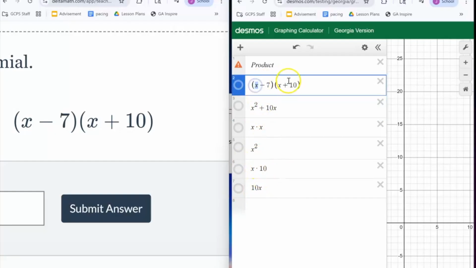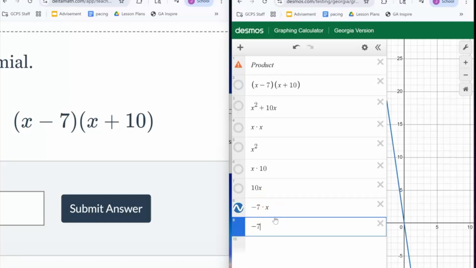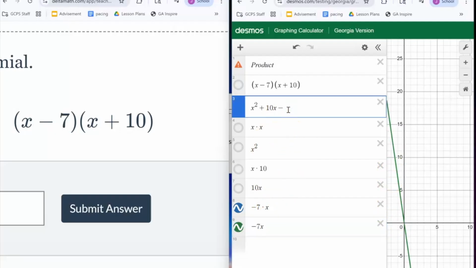So I've taken this and I've multiplied it by everything. Now I'm going to do this one. Negative 7 times x. And what's that going to equal? Negative 7x. And again, it matches, so that's fine. So I'm going to take negative 7x, my term here, and put it here. And I got one more left. Then I'm going to hide this.